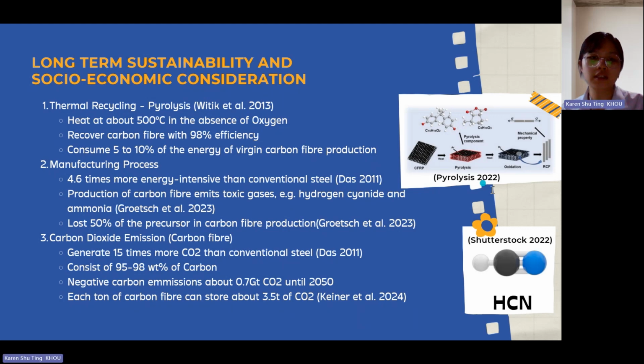Next, let's discuss the manufacturing process of carbon fiber epoxy matrix. The process is 4.6 times more energy intensive than conventional steel, which means more energy is needed. Focusing on the carbon fiber, which is a part of this composite material, during production of carbon fiber, toxic gases such as hydrogen cyanide and ammonia will be emitted.